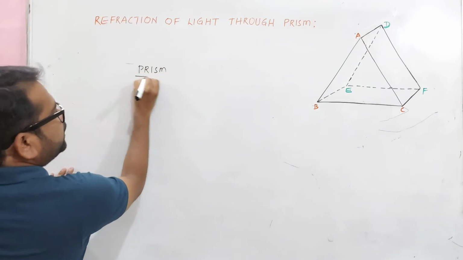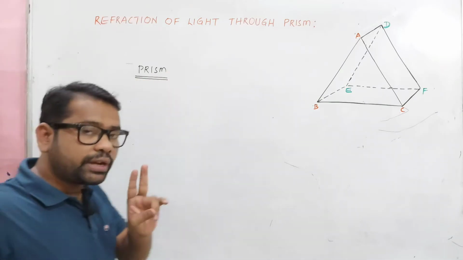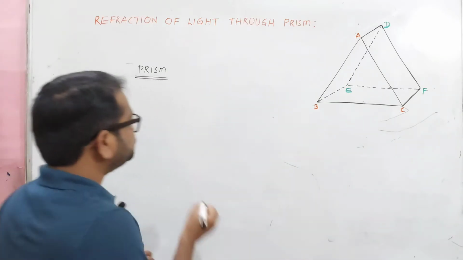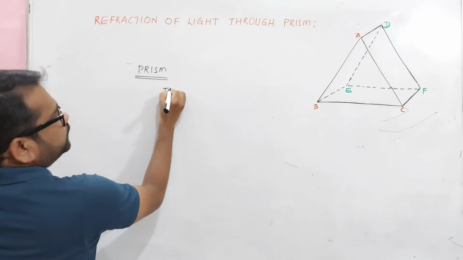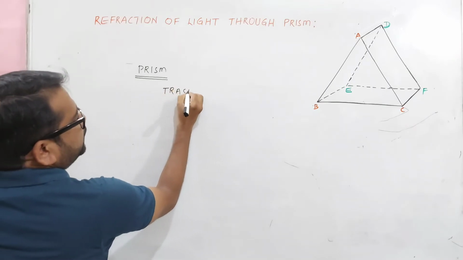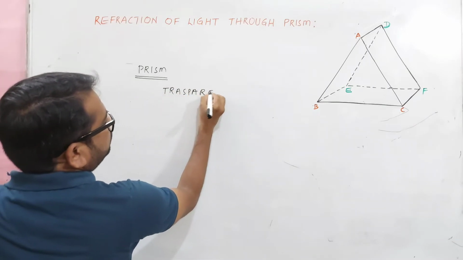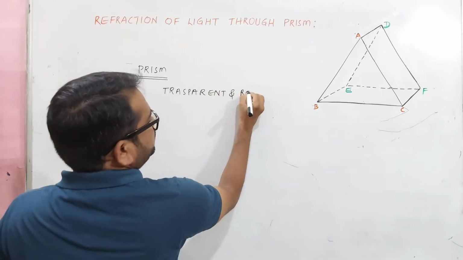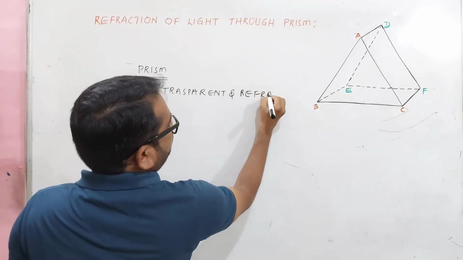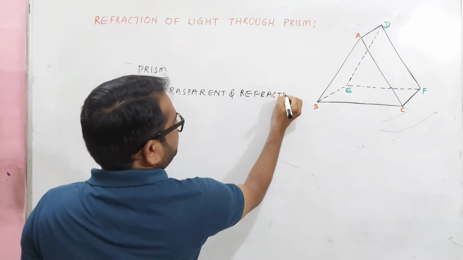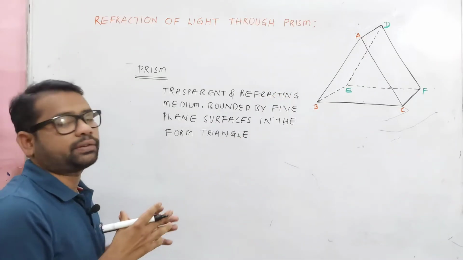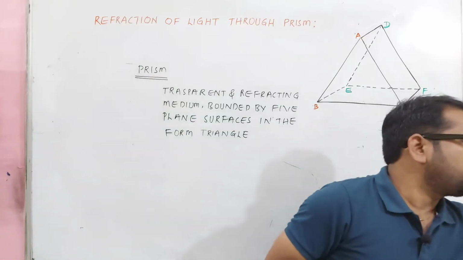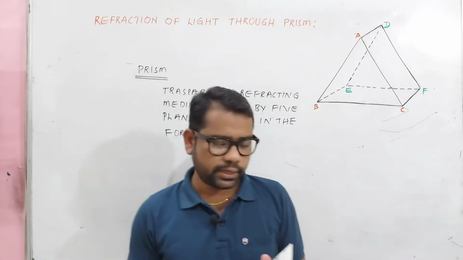Children, regarding the prism, we need to remember two very important things. What is that? The transparent, a very important word it is. Transparent and refracting medium. Transparent and refracting medium. 5 plane surfaces. Children, just have a look here. Let us take here, children.